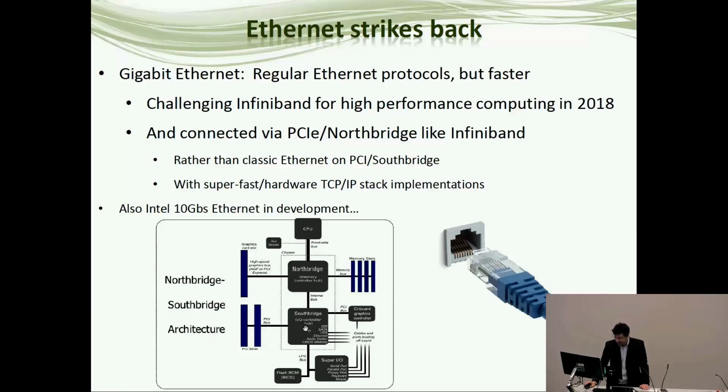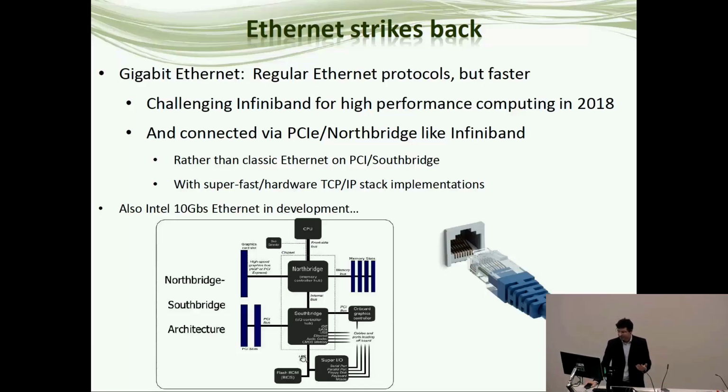So Ethernet used to come off the South Bridge. It used to sit on an Ethernet card on a PCI bus down here. InfiniBand started running here, along with your RAM and your graphics card. But now, high-speed gigabit Ethernet is also sitting here. It's copying the InfiniBand trick, and is maybe going to displace InfiniBand again. These things are always racing.